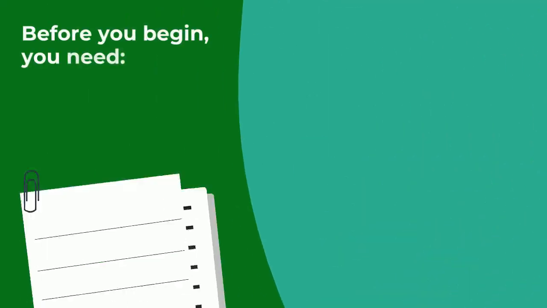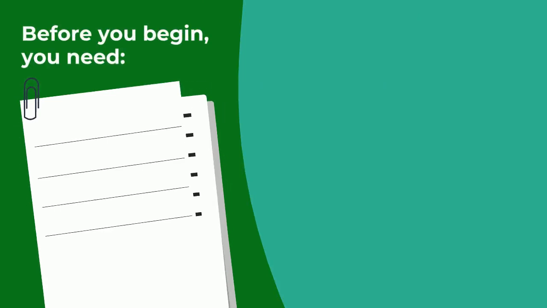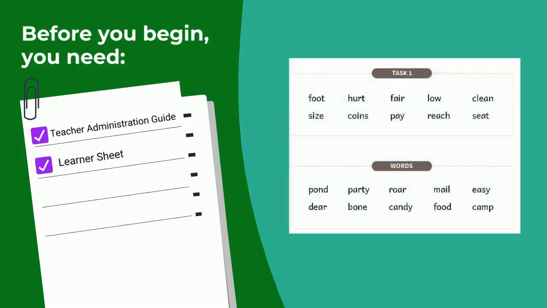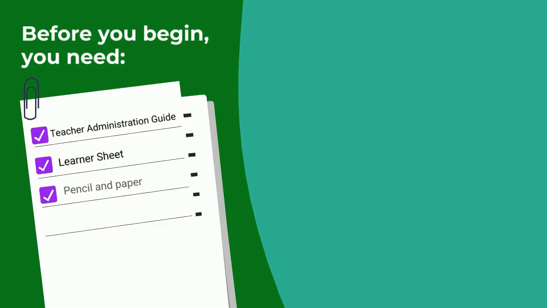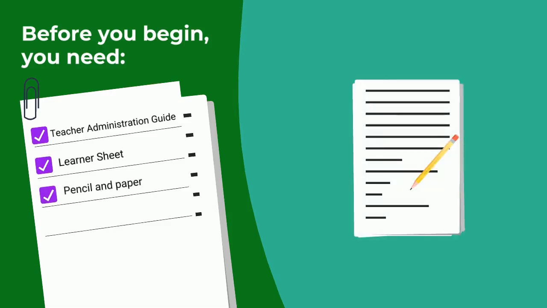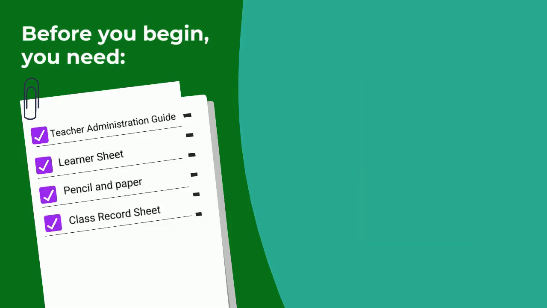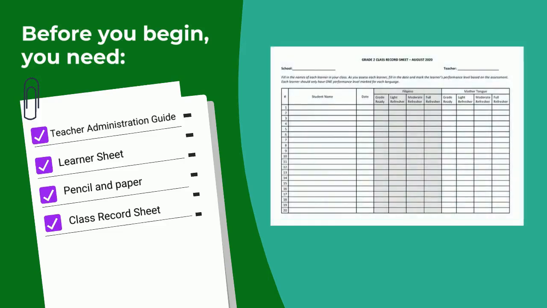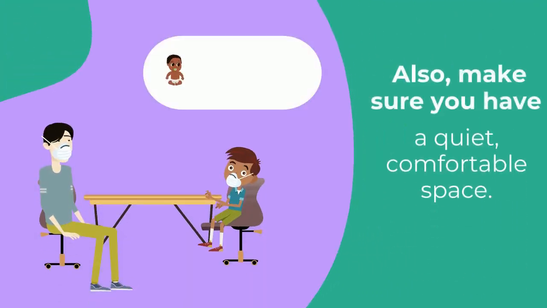Before you begin, make sure you have everything you need: the teacher administration guide, and the learner sheet for the target language and grade. You will also need a sheet of paper and a pencil for scoring, and the class record sheet to write down the results of the child's performance. Also, make sure that you have a quiet and comfortable space.